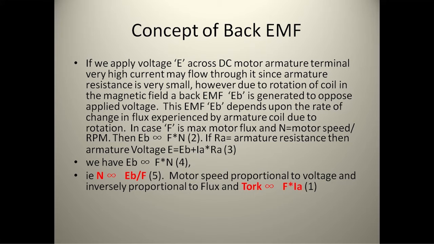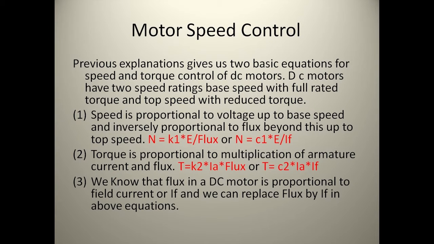We have EB is proportional to F, flux multiplied by N, speed or RPM. Above means N is proportional to voltage EB, divided by F flux. And motor speed is proportional to back EMF voltage, and inversely proportional to flux, and torque is proportional to flux multiplied by armature current. It is clear that we can control motor speed by controlling voltage or flux or both. Previous explanations give us two basic equations for speed and torque control of DC motors.